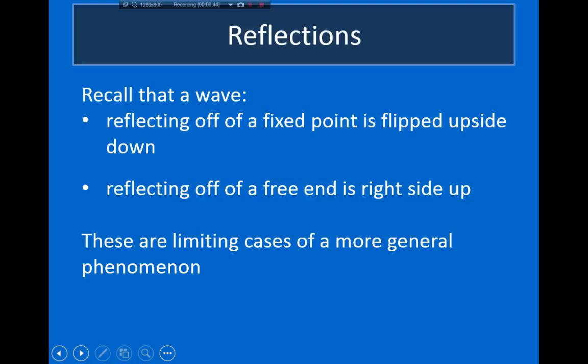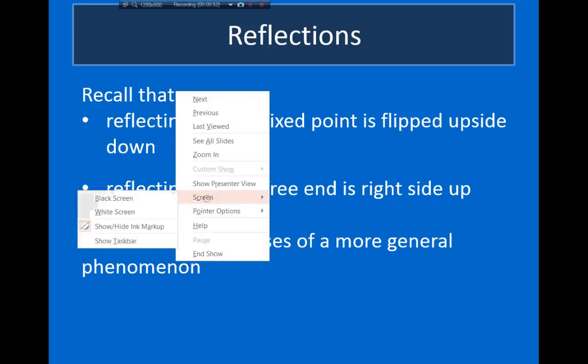So in an earlier video, we discussed what happens when a wave reflects off of a free end of a string or a fixed point in a string. So recall that if a wave is traveling along a string and it reaches a fixed point in the string, then the wave that reflects off of this fixed point will be flipped upside down.